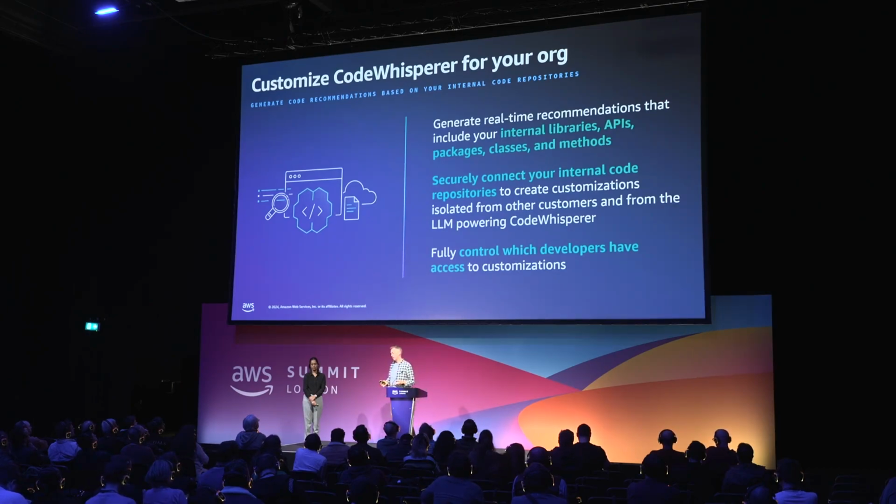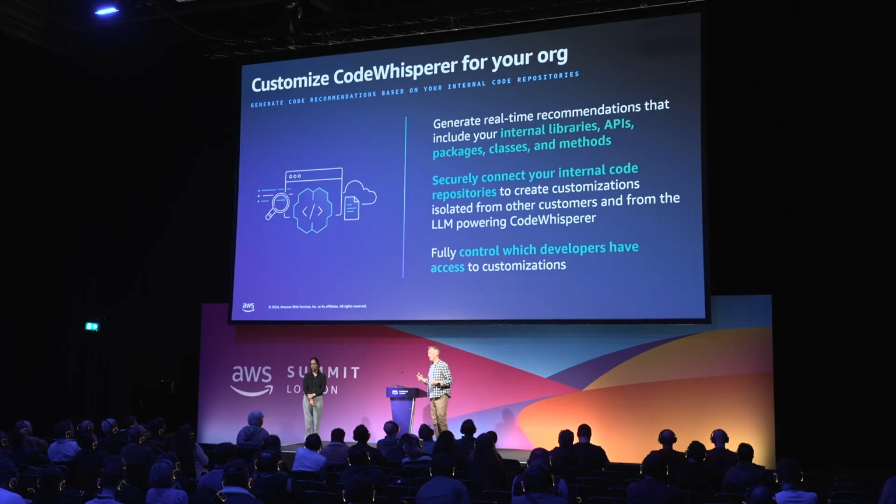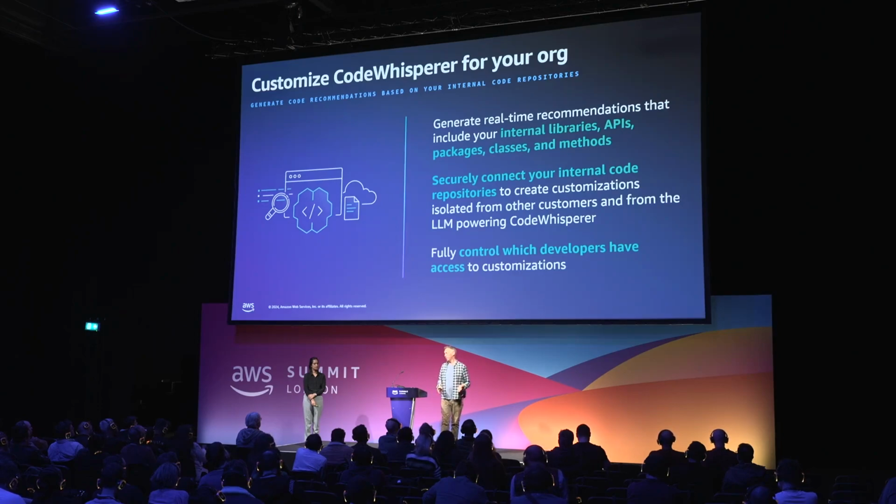But then they're like, well, actually, we have a lot of code internally. We've got our own SDKs, our own APIs, our own libraries our developers use. It'd be great if we could actually use that as well, and you can. So with Code Whisperer customizations, you can point the Code Whisperer model at your own internal code repositories. And so what this means is that when you're writing your code on your own libraries, your own frameworks, your own SDKs, it knows about them, it understands them, and it can give you that context that you need.